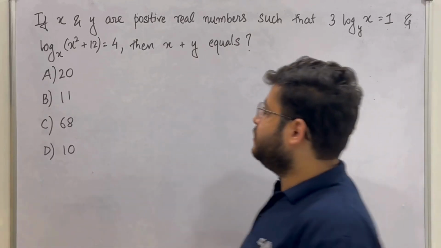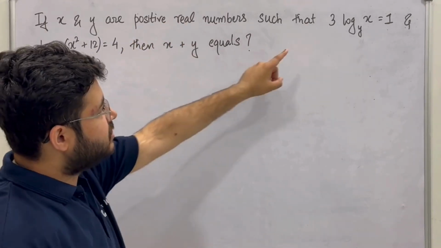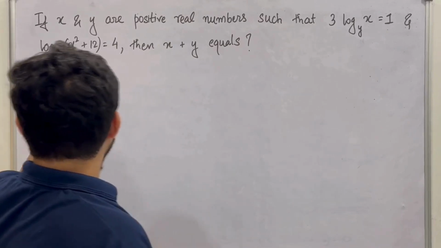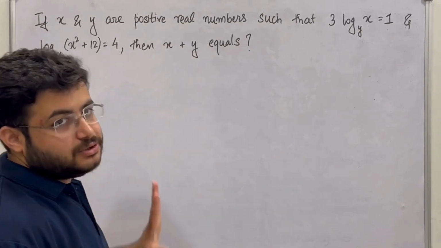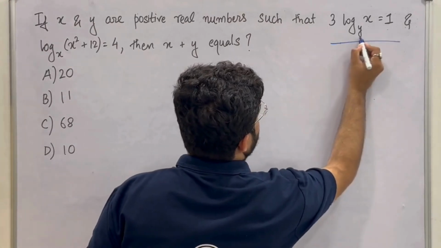This is the question that is there in front of us. It says that if x and y are positive real numbers such that 3 log x base y is equal to 1 and log (x square plus 12) base x is equal to 4, then find the value of x plus y, right?